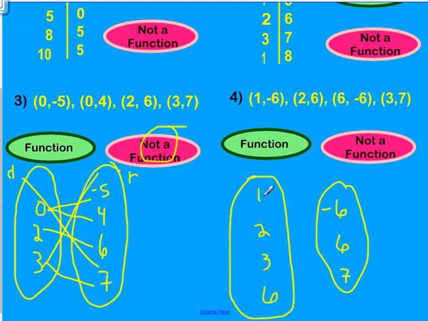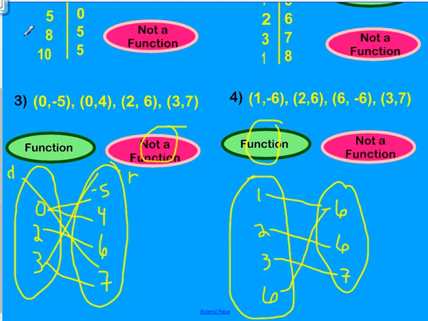Okay, now my 1 goes with negative 6. My 2 goes with 6. My 3 goes with 7. And my 6 goes with negative 6. All right, now, this is considered a function because there are different domains for the ranges. Okay, there's different domains for the ranges. Do you guys see the difference? Okay.